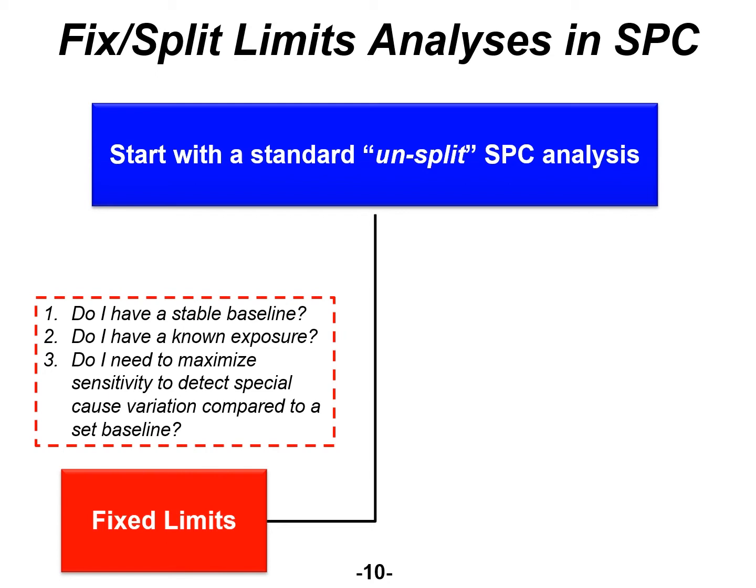It could be argued that in this case, where patient safety is involved and surveillance of infection rates post-introduction of a new exposure is required, there is need to maximize sensitivity to detect special cause variation compared to the established baseline in order to inform the most prompt action possible should a non-random or special cause variation in infections be detected after introduction of the new scopes. Based on the criteria above, this situation appears to meet full criteria to conduct a fixed limits analysis.